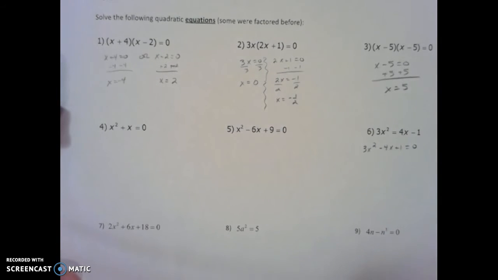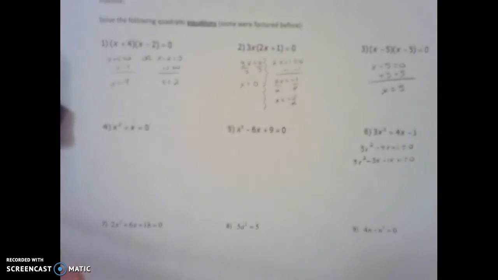And now I'm going to factor by grouping here. I'm going to take this expression and factor it by grouping. So I'm looking for 3 times 1 is 3. I'm looking for factors of 3 that are going to add up to negative 4. Well, I know that's going to be negative 3 and negative 1. So I'm going to rewrite this as 3x squared minus 3x minus 1x plus 1 equals 0.